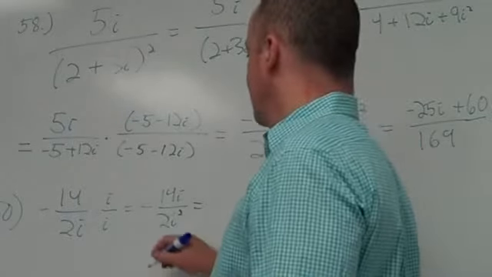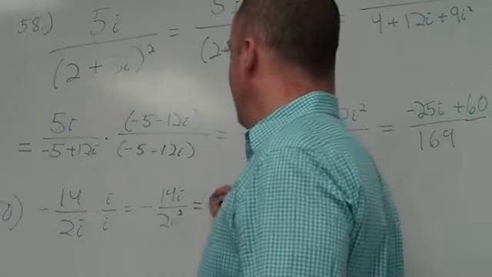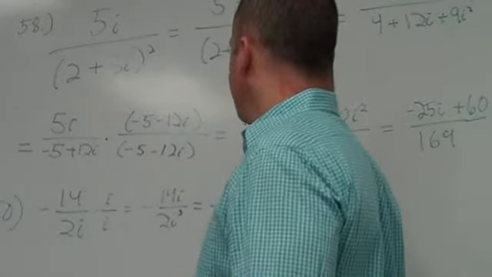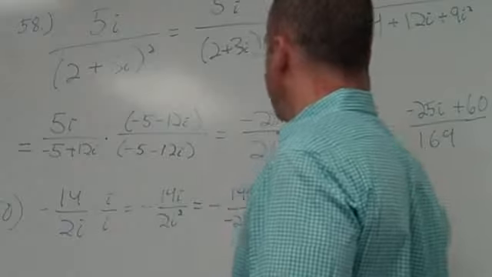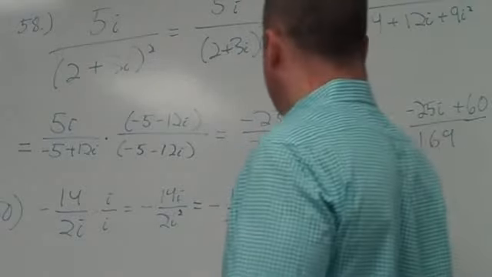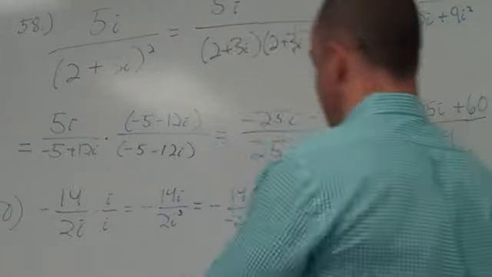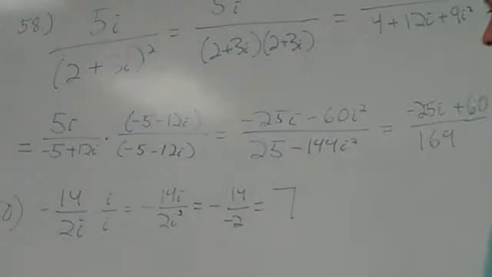I times i is negative 1. I squared is negative 1. So that becomes negative 14 over negative 2. And what's that equal? It's negative 7i. You could do it a longer way, but you should wind up with negative 7i.